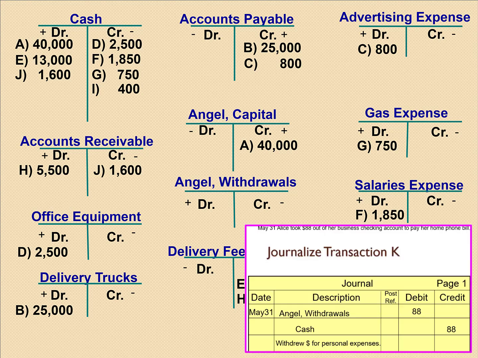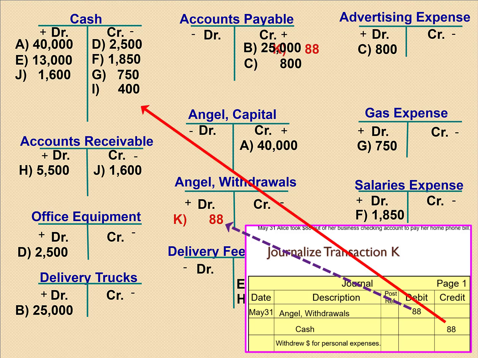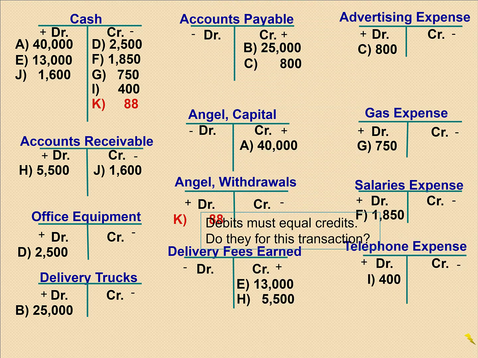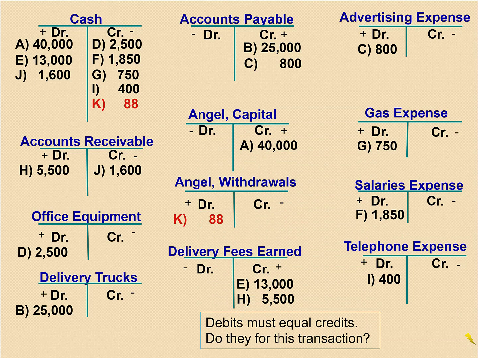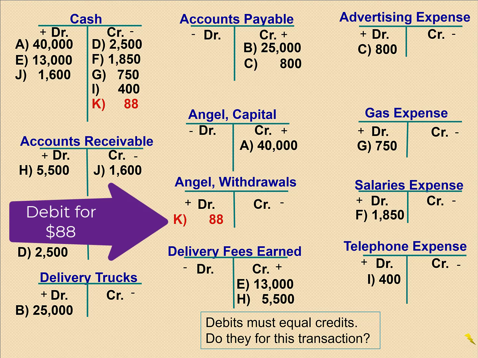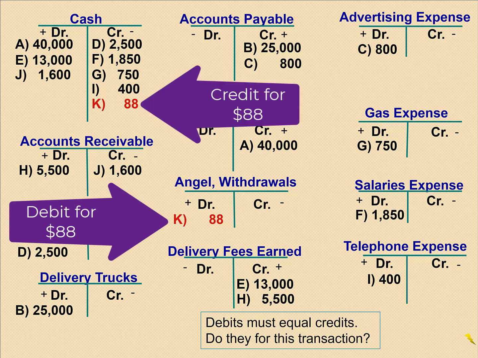So here's our transaction. We always post the debit first. So I'm going to increase withdrawals by 88 with the letter K. And then cash is going down, $88, letter K. And finally, double check. Do you have a debit and a credit that are the same amount? Under withdrawals, we have a debit for $88, and under cash, we have a credit for $88.